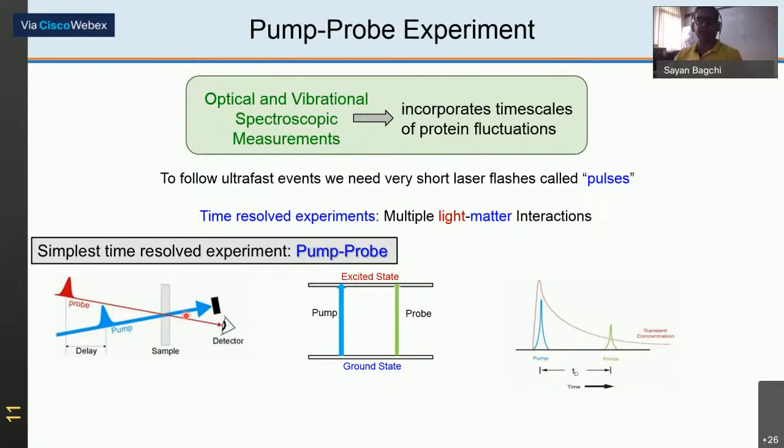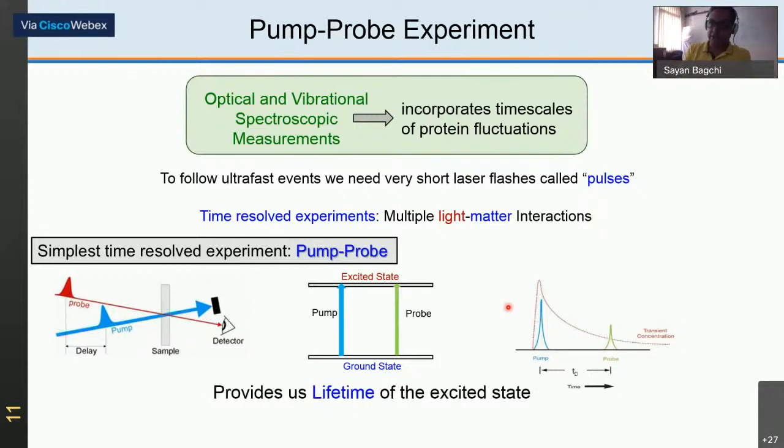Because this excited state happens. So that means because of this, what will happen? It will come down over time. So if I bring the probe pulse as a function of time delay, as the probe pulse increases, and if you measure the transient concentration, or how much molecules are there in the excited state, I will see that the signal will decay over time. And if you fit this curve, we will get the time scale, which will give us the lifetime of the excited state.